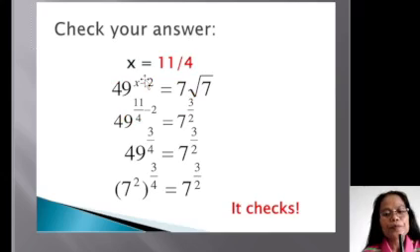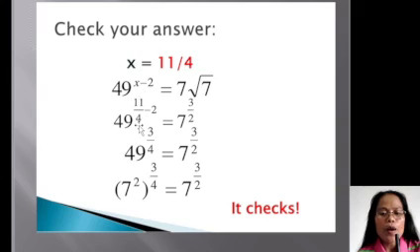Okay, let's check. x is equal to 11 over 4. 49 to the power of x minus 2 is equal to 7 square root of 7. So 49 to the power of 11 over 4 minus 2 is equal to 7 to the power of 3 over 2. Because as we know a while ago, that 7 square root of 7, if we make them exponential, the result is 7 to the power of 3 over 2.